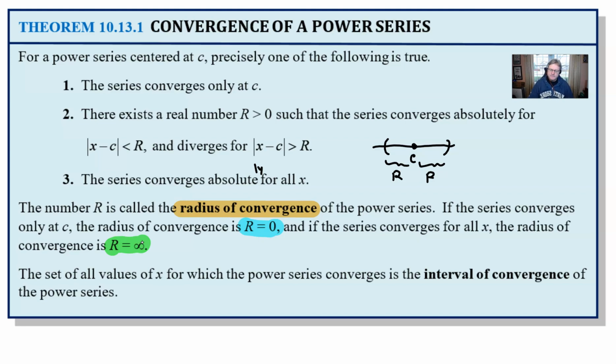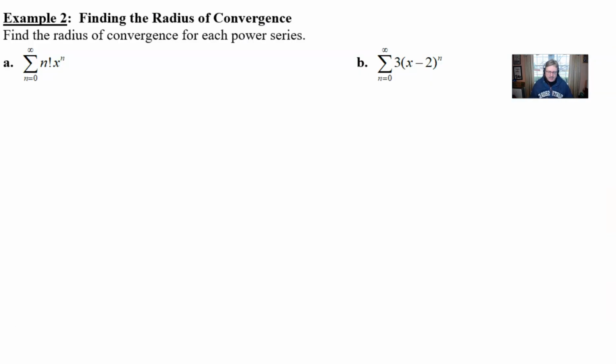And it's going to be very tricky to keep those two things straight, as you're going to see in a pair of our examples. And finally, the set of all values of x for which the power series converges is going to be called the interval of convergence of the power series. So with that, let's go ahead and take a look at our example 2.